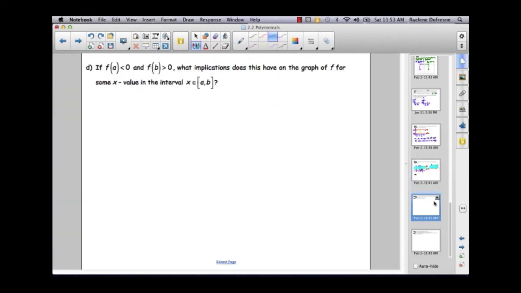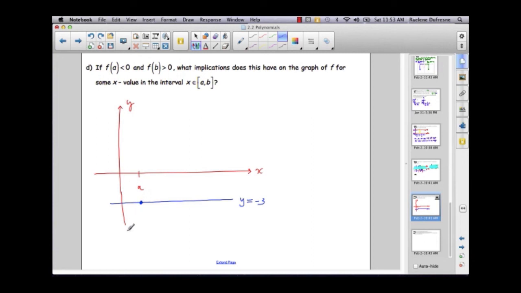And so the last clarifying question for the intermediate value theorem says, if f of a is negative and f of b is greater than 0, or positive, what implications does this have on the graph of f for some x value? Well, let's just say when x is a, we have a height of y equals -3. So we have a point here, a comma -3. And when x is b, we have a height of y equals 5, for example. And there's lots of ways that I can move from this point to this point on a function that is continuous. I could go directly there.